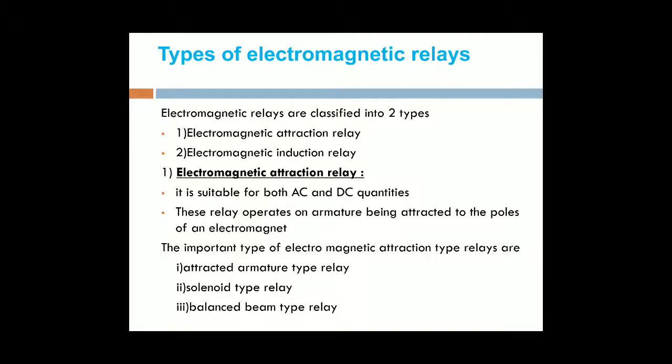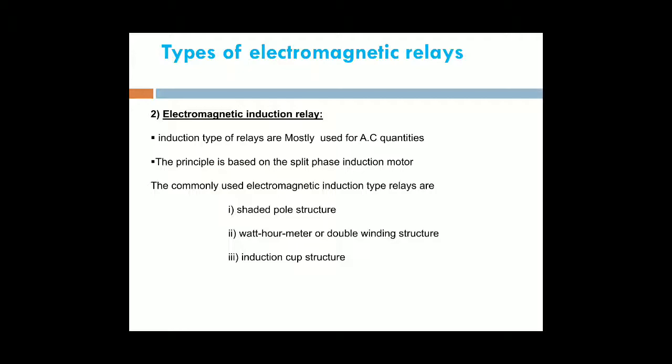Next one is the electromagnetic induction relays. These are suitable for AC quantities. The working is the same as that of a split phase induction motor. It is also divided into three types: the shaded pole structure, the watt-hour meter or double winding structure, and the induction cup structure. These are the three basic types of induction relay. This is the various types of electromagnetic relays.